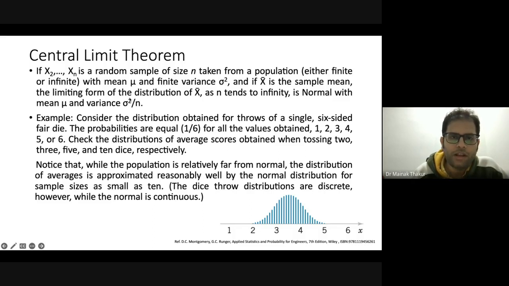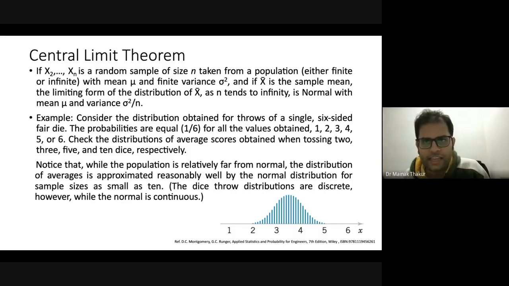Okay, so what it says is, even if you are not taking the sample from a population which is normal, if you take a large number of samples and if you take their average, the distribution of that sample average, the sample mean, will be normal. Okay, this is a very interesting property.